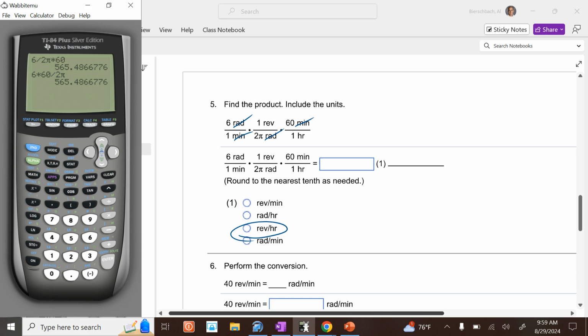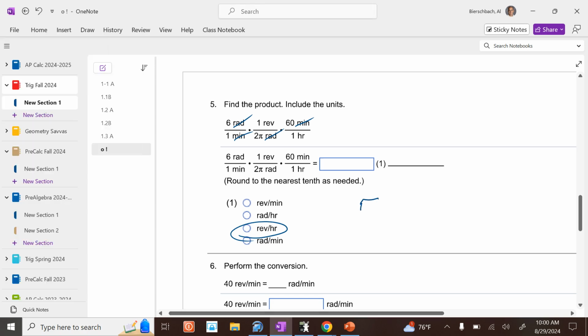Now, how should we put that in? You need parentheses around the 2 pi. It's 6 times 60, multiply the numerators together, divided by parentheses 2 pi, because pi is in the denominator. The calculator doesn't know order of operations. The actual answer is 57 point, round to the nearest tenth, 57.3. Okay?